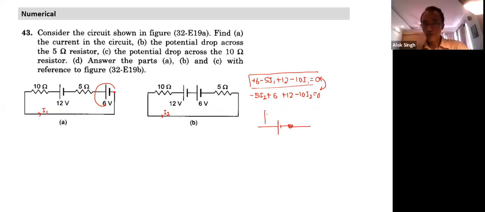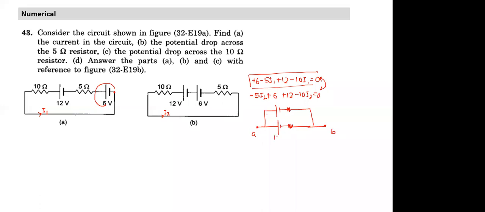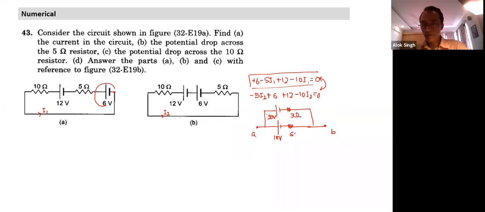Suppose I'm given these two points. Suppose something like this is given, and this is the EMF of the battery. This is not internal resistance. But can I replace the whole thing between A and B with one single battery and one single resistance?